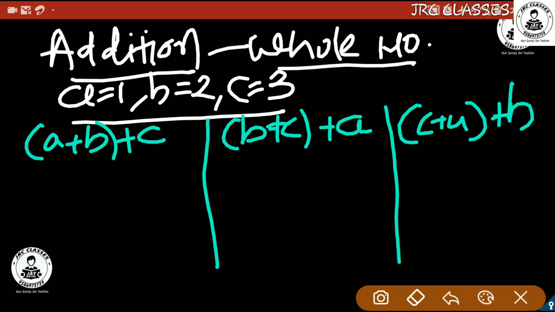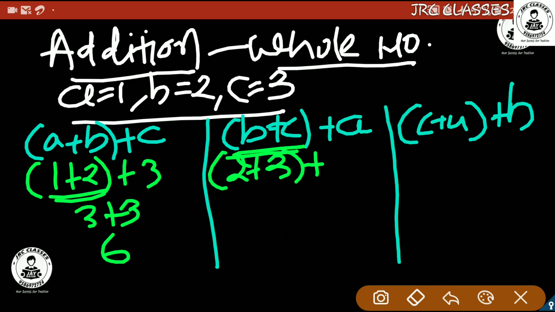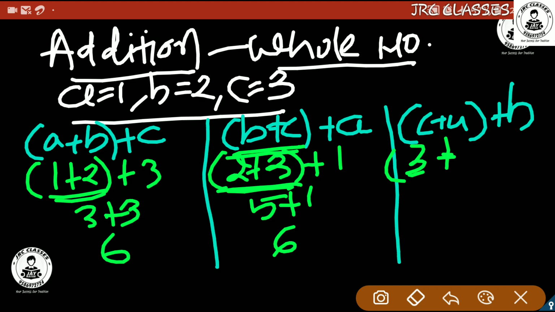First add a and b, so it is 1 plus 2. Then I will add 3. What is 1 plus 2? 3. What is 3 plus 3? It is 6. Then b plus c, it is 2 plus 3, then I will add 1. The bracket should be solved first. It is 5 plus 1. Answer is 6. Then I will add 3 plus 1.